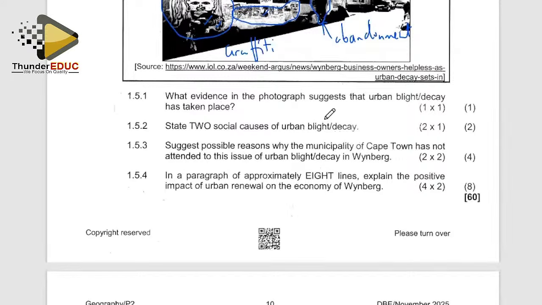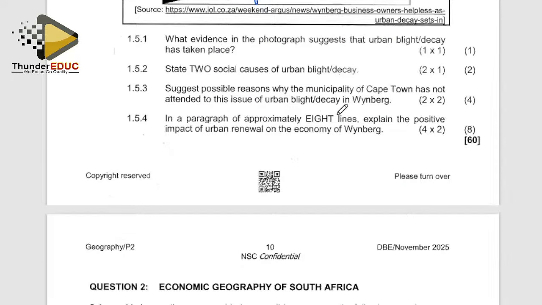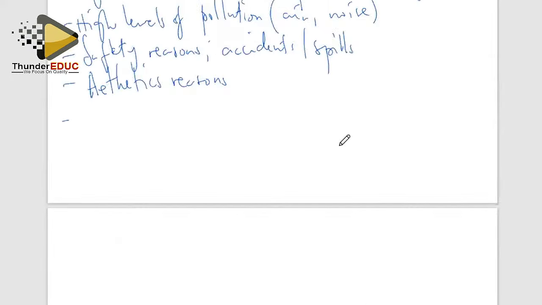Right. Then it says state 2 social causes of urban blight or decay. We want to look at social causes. That is number 1.5.2. Remember, our question is specific. We want to address social causes. 1.5.2. We are looking at aspects that lead to urban decay that has to do with the society or the way of life of people.